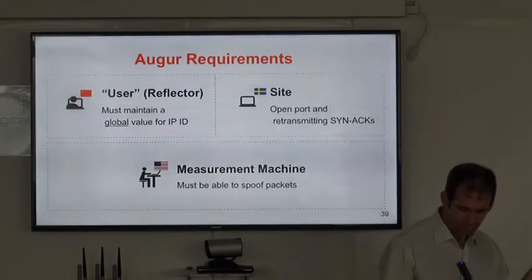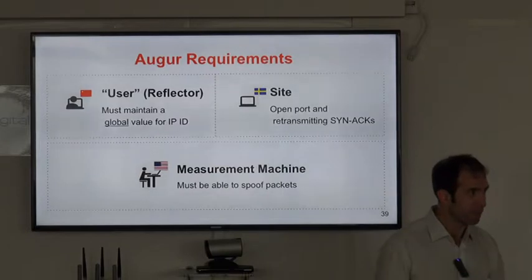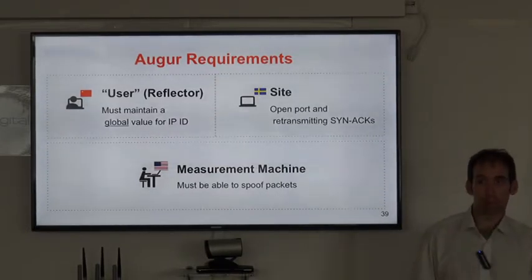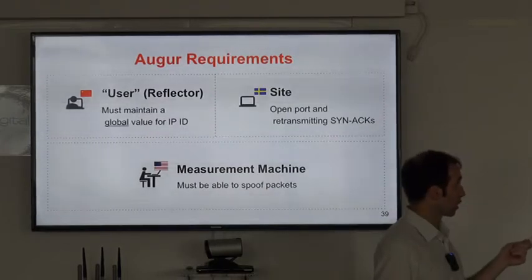Before I get into the details of the IP ID increment, just a few requirements. We need three pieces to this system. One is a measurement machine. That's the place where I'm going to send my TCP SYNs from. In this case, it's in the United States.